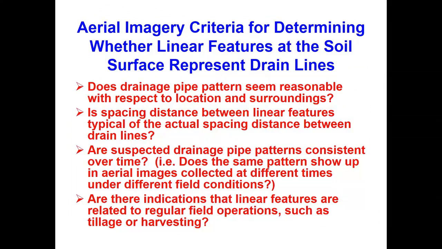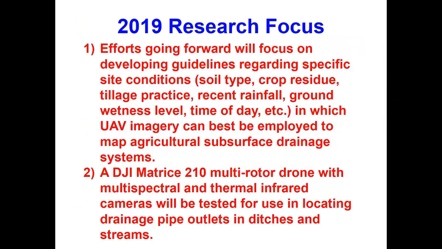So what we need to do is develop criteria, and these are some criteria that I've listed here. Does a drainage pattern seem reasonable, or is that how a contractor would install it? Do you see a herringbone pattern? That's definitely a drainage pipe pattern. Spacing distance: is it too narrow to really be drain lines? Is the pattern consistent over time, do you keep seeing it in different images? And finally, are there indications of linear features that are really due to field operations?